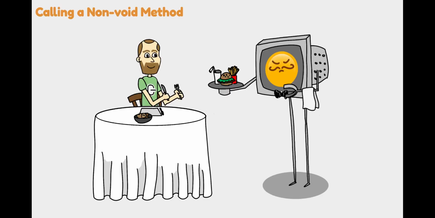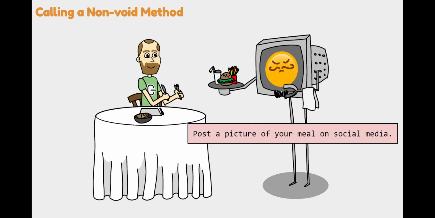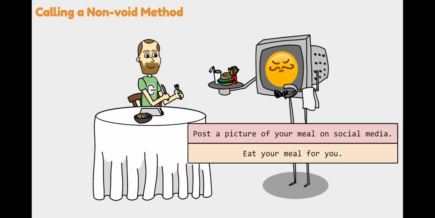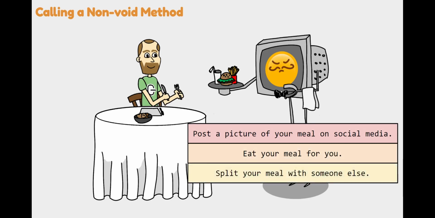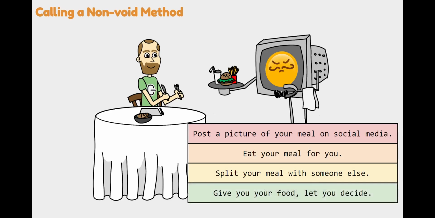So let's imagine for a moment that you are going out to a fancy restaurant for a fancy dinner. We know it's a fancy restaurant because they bring you bread to the table before you even get your food. And so when your waiter brings you your food, you have some options of what that waiter can do with that food. The waiter can post a picture of your meal on social media. That waiter can eat your meal for you. The waiter can split your meal with someone else. Or the waiter can give you your food and let you decide.